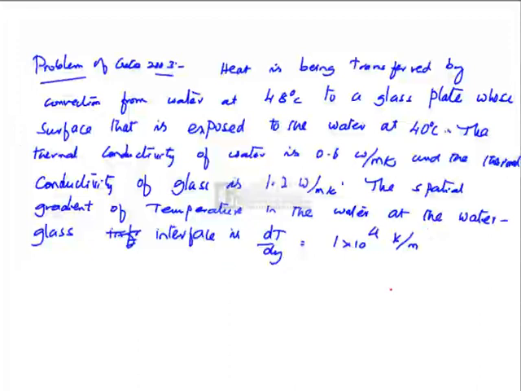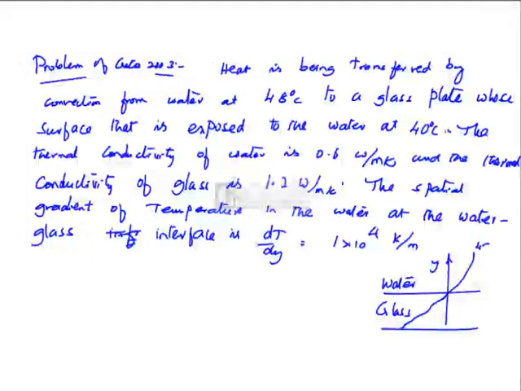The figure is also given here. This is glass. This is the junction, water. This is the y direction he has chosen. This is the temperature variation indicating inside the glass. This is the temperature variation inside the water. The plate is at 40 degrees centigrade.